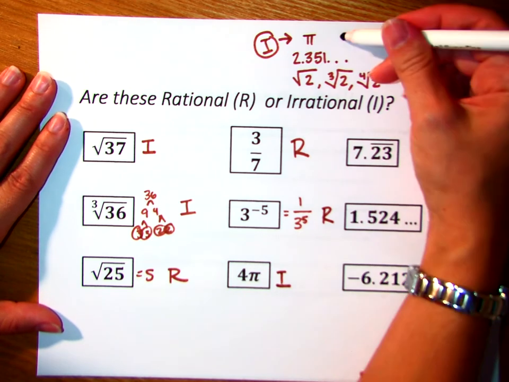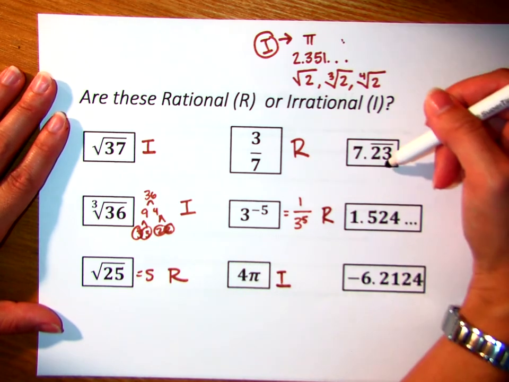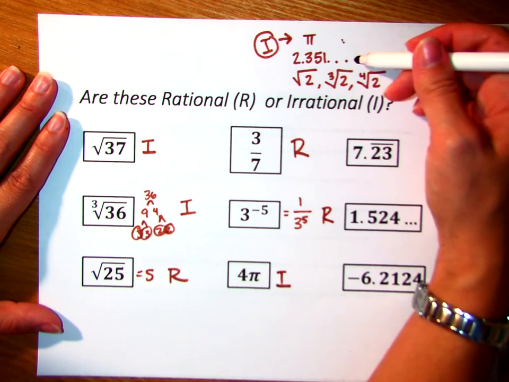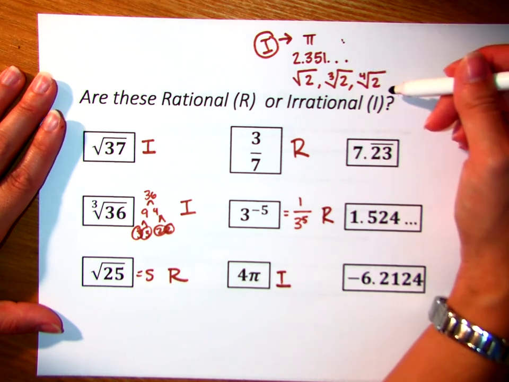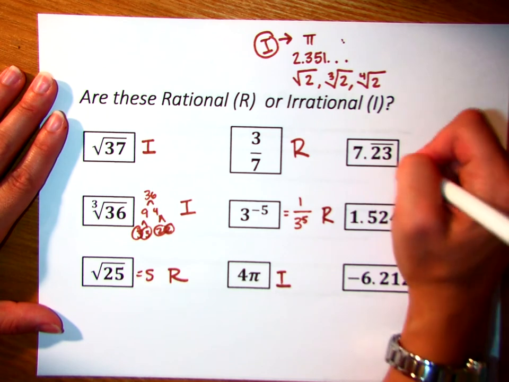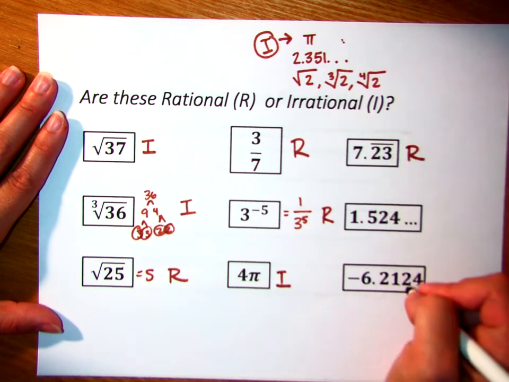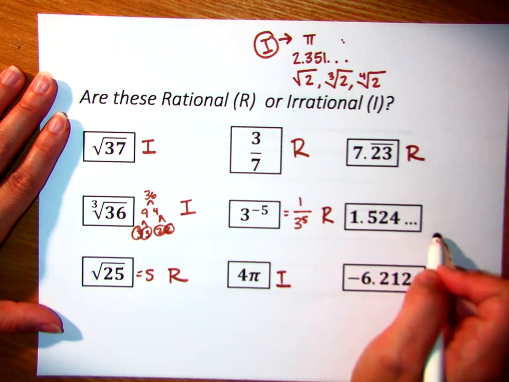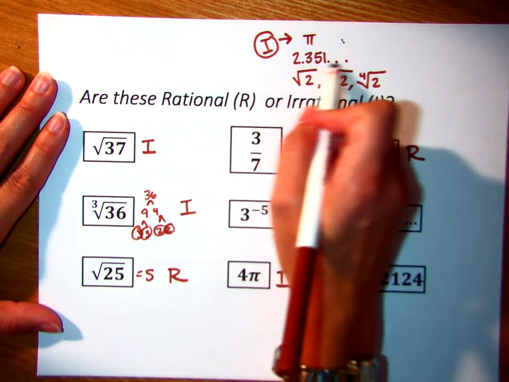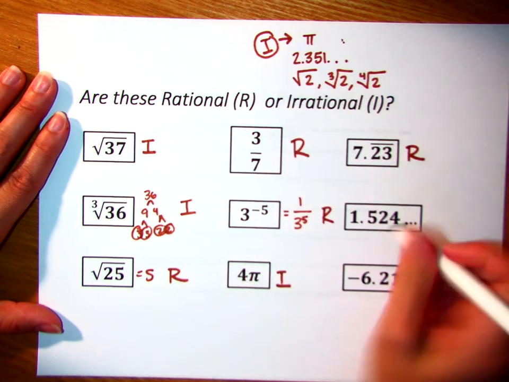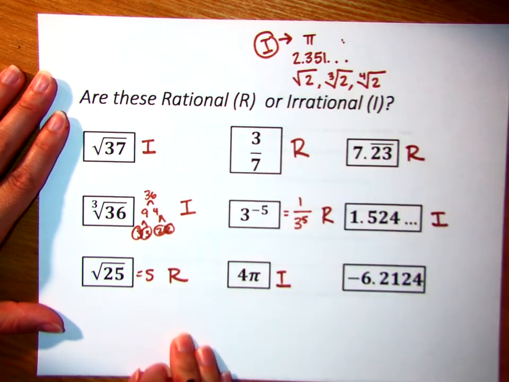All right, let's go through our questions here. Is that pi? No. Is that a non-terminating, non-repeating decimal? You see the dots afterward? No. Is that a cube root of a non-perfect number? No. So 3 no's gives me a rational. Now this one, if you look, is a number that goes on forever, that does not repeat. It falls in this category of non-terminating, non-repeating. So this right here would be irrational.